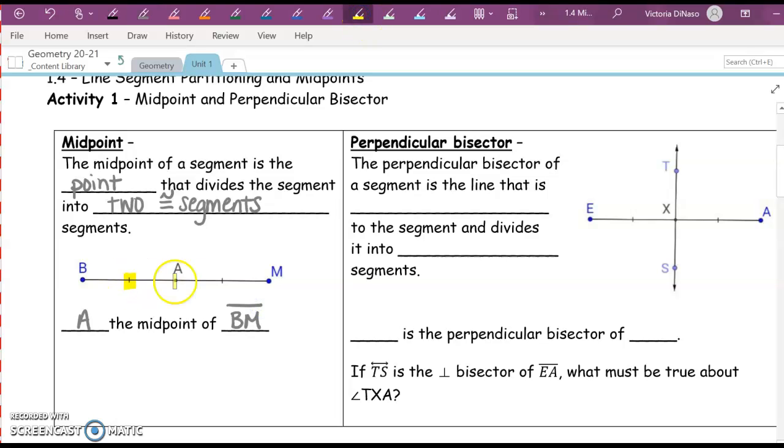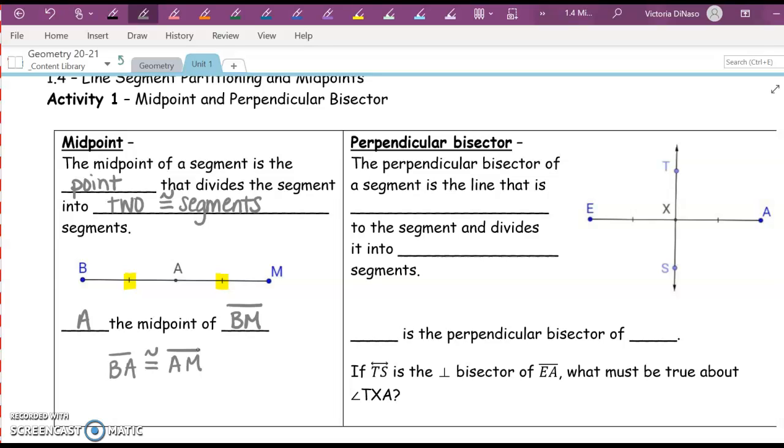And we notate that these two are congruent because they're divided into two congruent segments, we have the tick marks, just like when we have the word bisector. So we could say that BA is congruent to segment AM. So that is midpoint, two congruent segments.